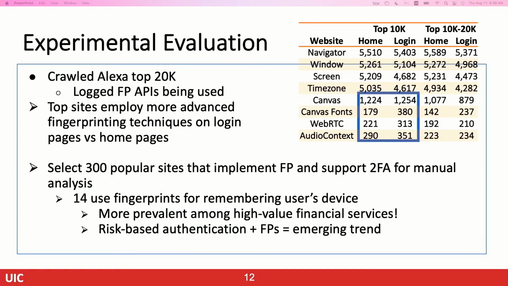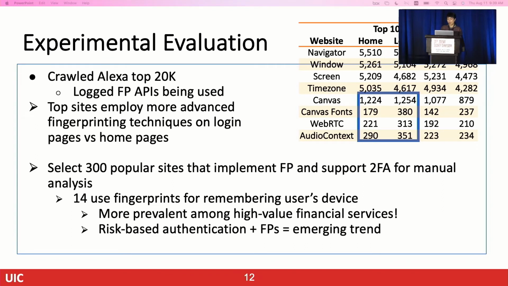Next, we want to know how feasible our attack is in real-world cases. We crawl the Alexa top 20,000 websites and log fingerprinting APIs. We found that top websites use more advanced fingerprinting techniques on login pages than home pages. We then manually look into 300 popular websites that support 2FA and use fingerprinting on their login pages. We found that 14 of them use fingerprints to remember users' devices. This is more prevalent among high-value financial services. And as 2FA becomes more prevalent, we expect that risk-based authentication that uses fingerprints will be more common.